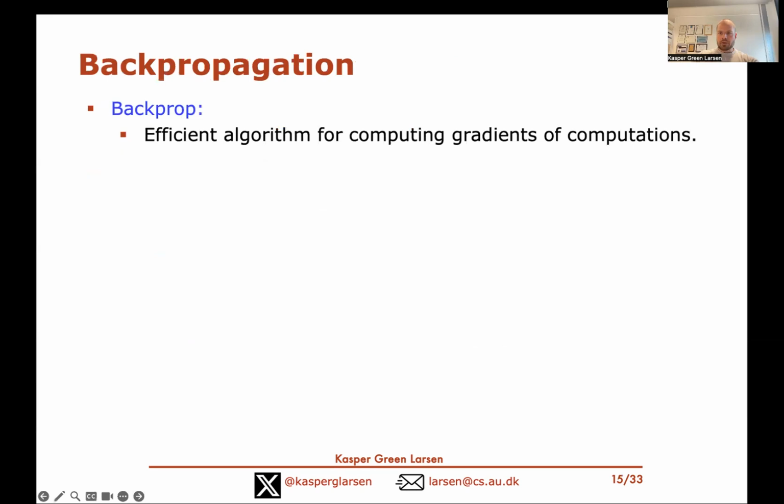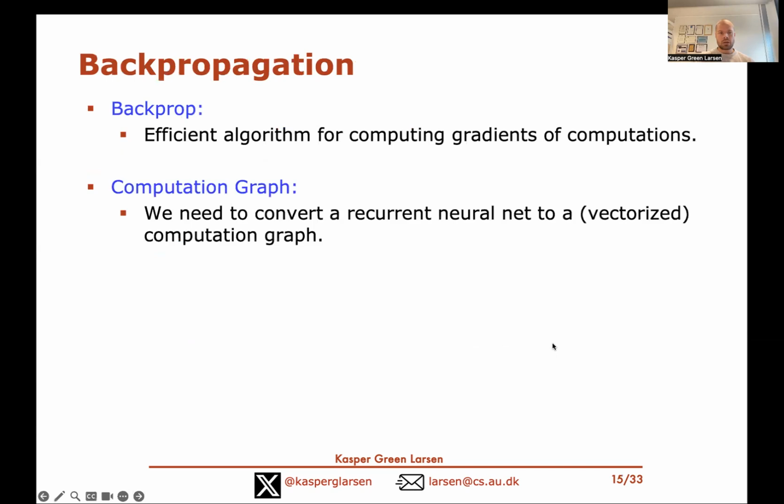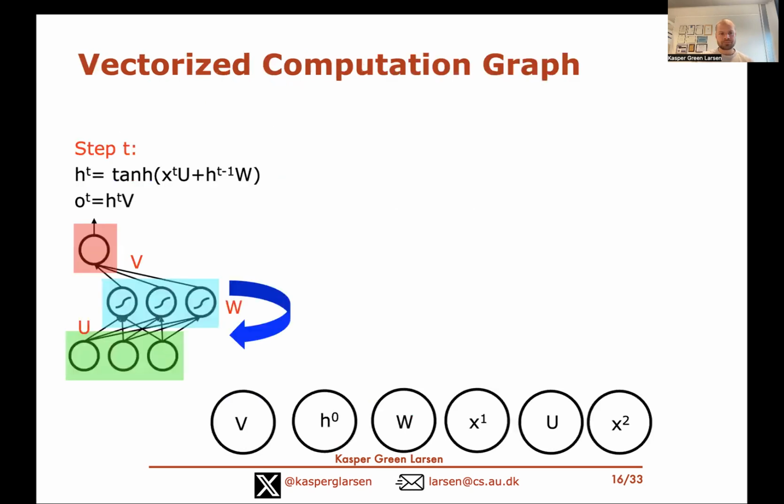Okay. And the algorithm that we're going to use to compute these gradients is the backpropagation algorithm that we also saw in previous videos. Again, I encourage you to watch these videos again if you've forgotten. But backprop is an efficient algorithm for computing these gradients of arbitrary computations, right? So in general, if we have a so-called computation graph, we can compute these gradients. So what we need to do now is take these recurrent neural net structures and convert them into a computation graph. And for convenience, we'll use these vectorized computation graphs that were also covered in one of the previous videos on training standard neural nets. So go watch that again if you've forgotten.